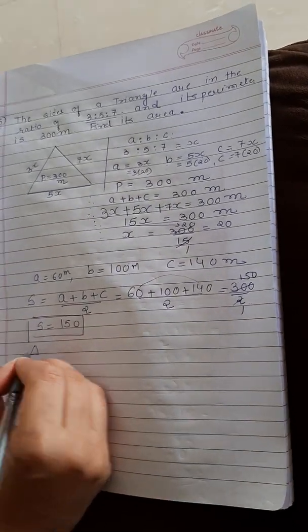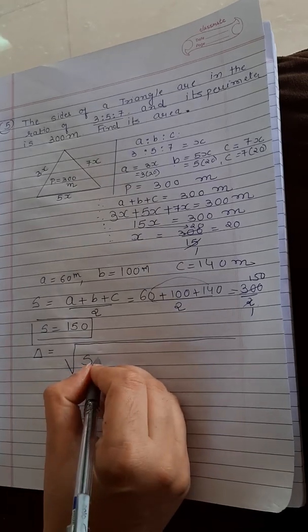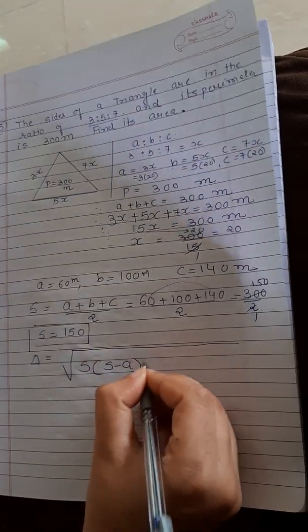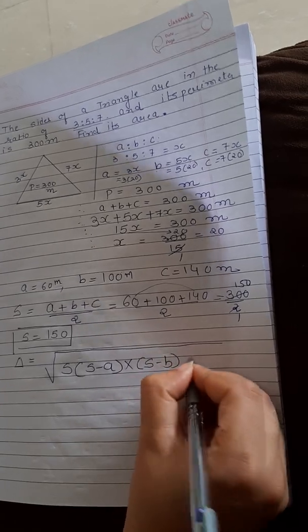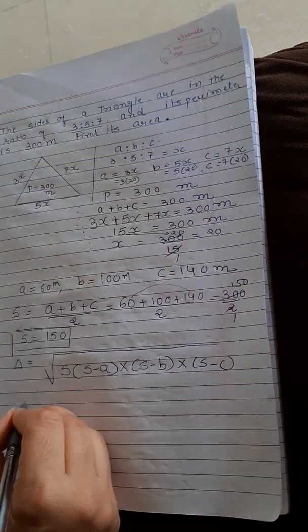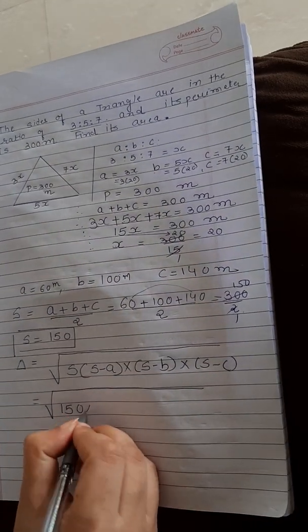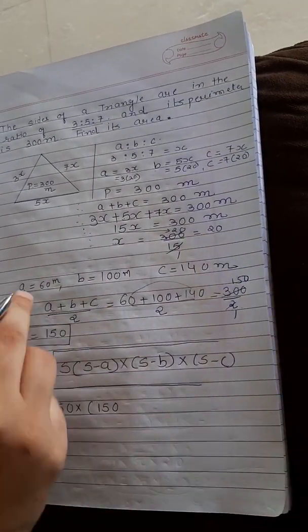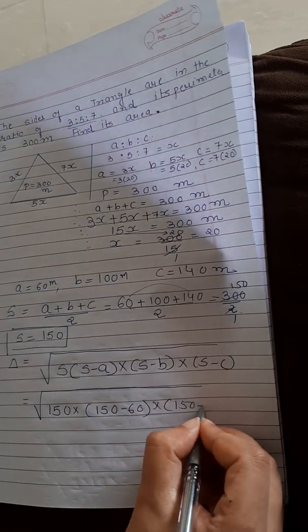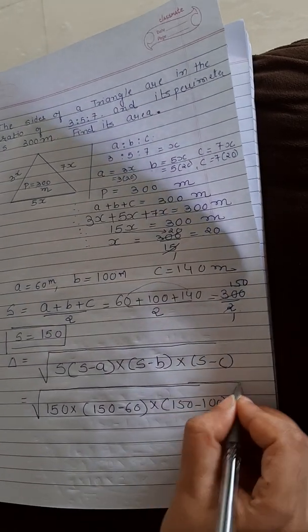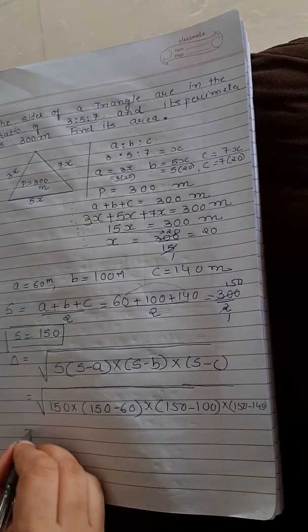So now let's apply the formula. That is the formula of area is under root, this is the Heron's formula. Now by this time you should learn this formula. S into S minus A into S minus B into S minus C. So the value of S I will substitute 150. 150 minus A, which is 60. 150 minus B, which is 100. And 150 minus 140.